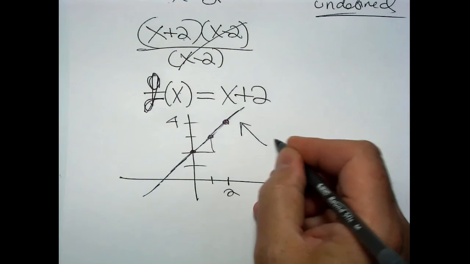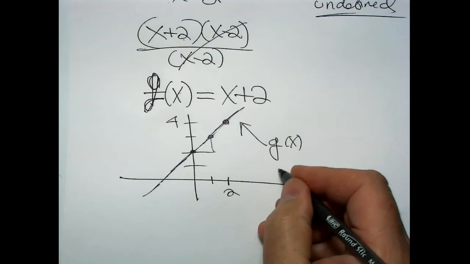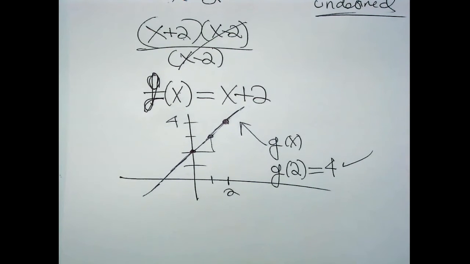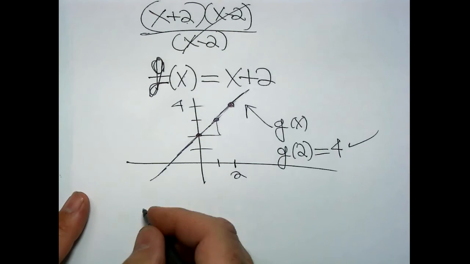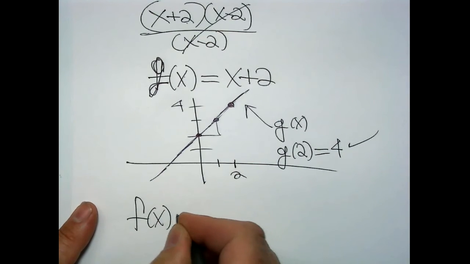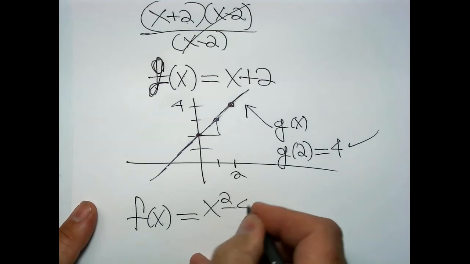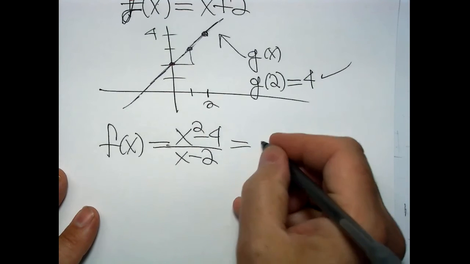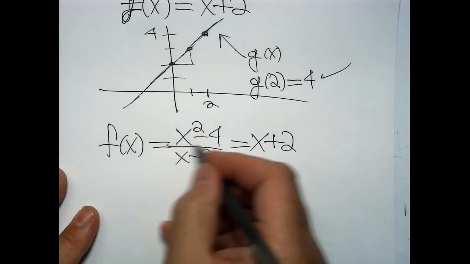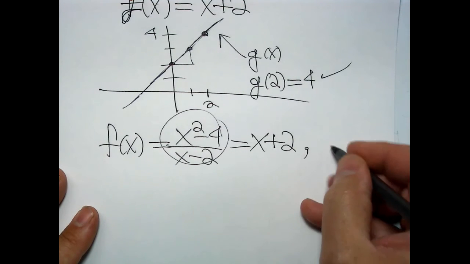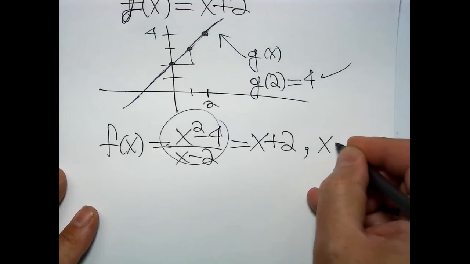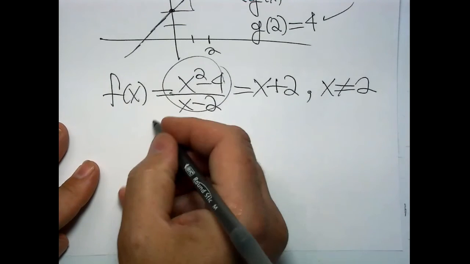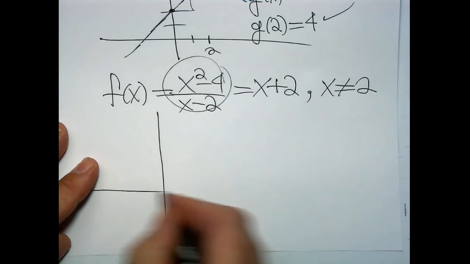So what's the difference between g of x, where g of 2 is just fine? The g of 2 is 4, and our original function f of x. Well, f of x is x squared minus 4 over x minus 2, which when you divide out those factors does give you x plus 2, but let's not forget the way this was originally written, x equals 2 is not in the domain. So here's what the original function looks like.